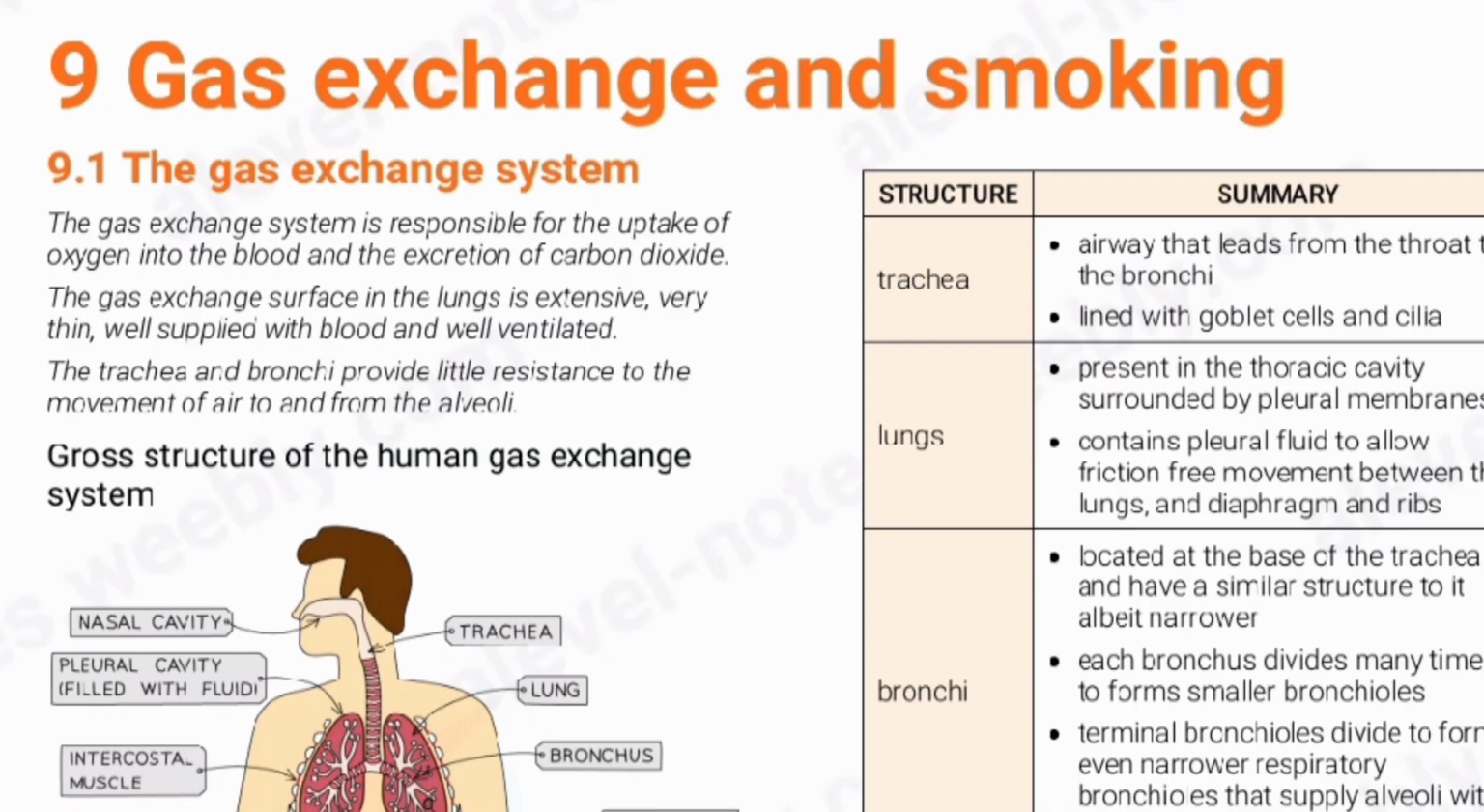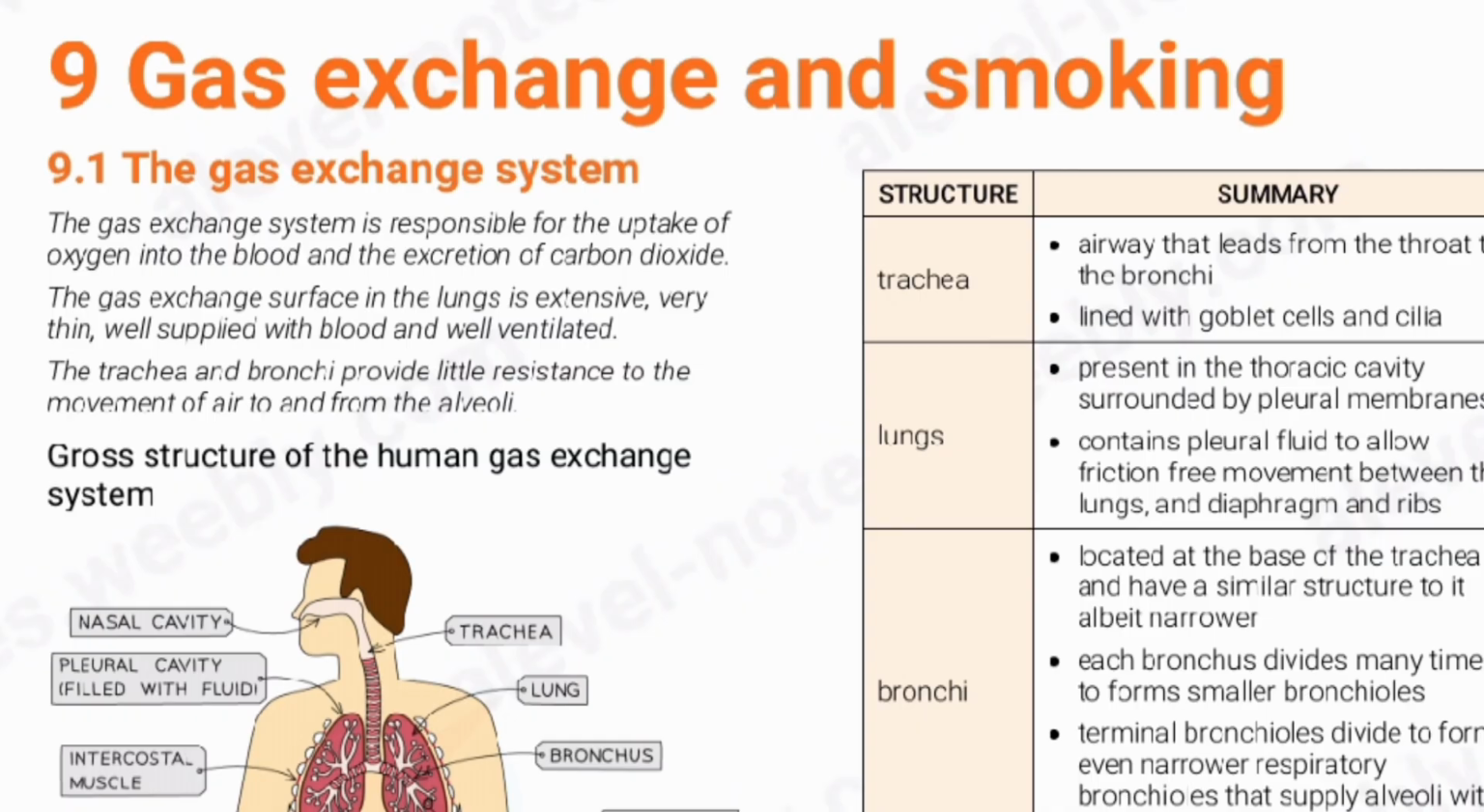Then we have the respiratory bronchioles. They do not have cartilage, goblet cells, or smooth muscle. They only have cilia. Then we have the alveoli. The alveoli do not have cartilage, goblet cells, smooth muscle, or cilia. That is what makes gaseous exchange possible.